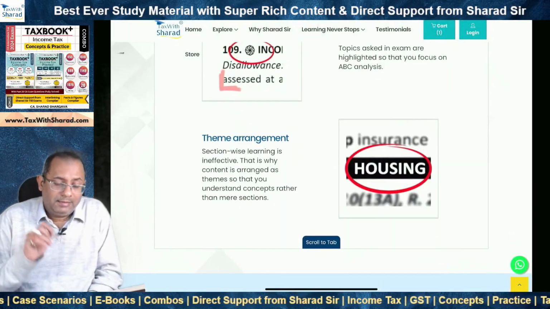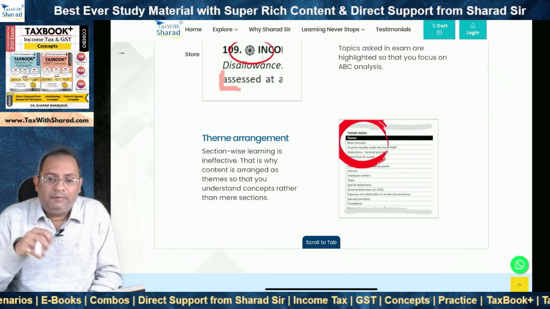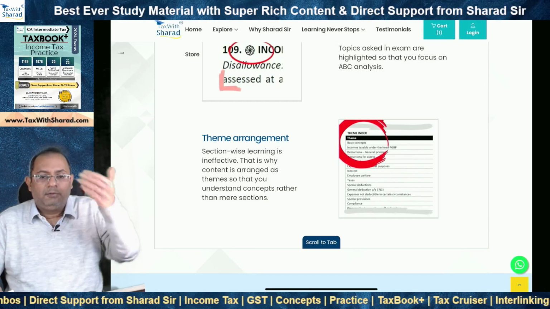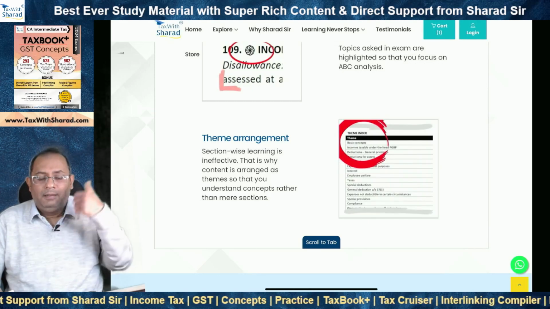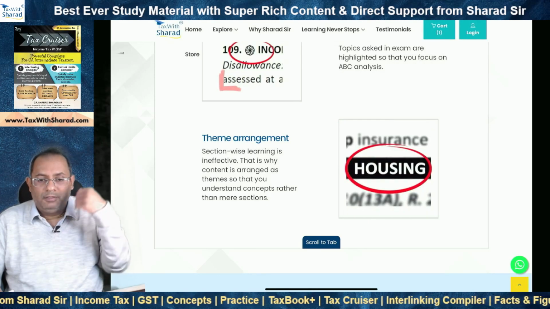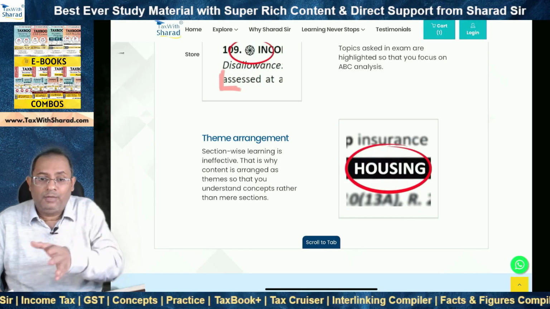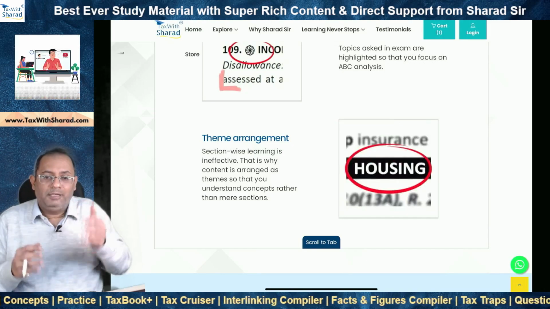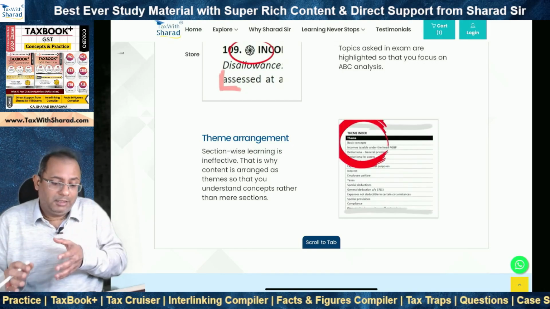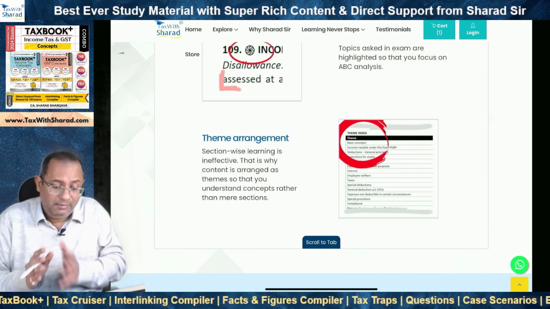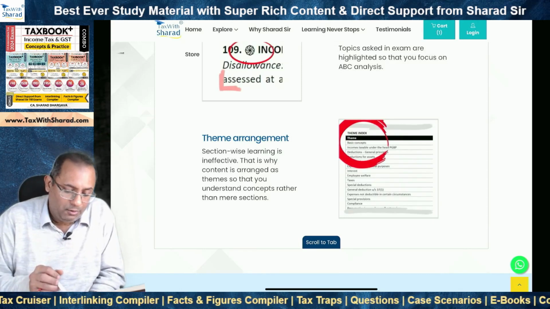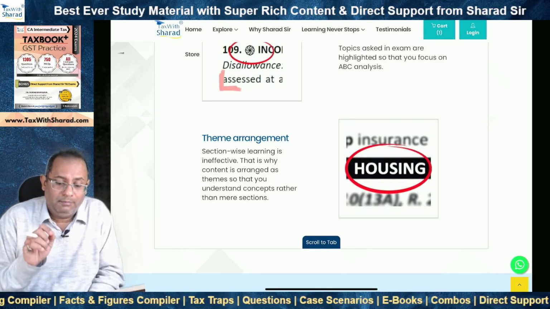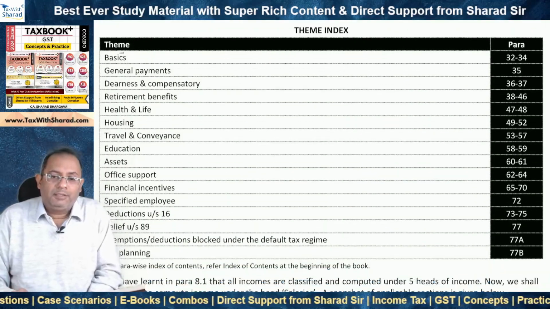Theme arrangement. Section-wise learning is ineffective. You will find several teachers and several books where they will teach you section-wise. Section 12 क्या कहता है, what is section 13, what is section 14, what is section 15, 16. So they move section-wise. But the law doesn't work this way. While the Income Tax Act is based on sections, learning should not be section-wise. Learning should be topic-wise or theme-wise. That is why the current content is arranged as themes, so that you understand concepts rather than mere sections. So all the chapters are based on themes.